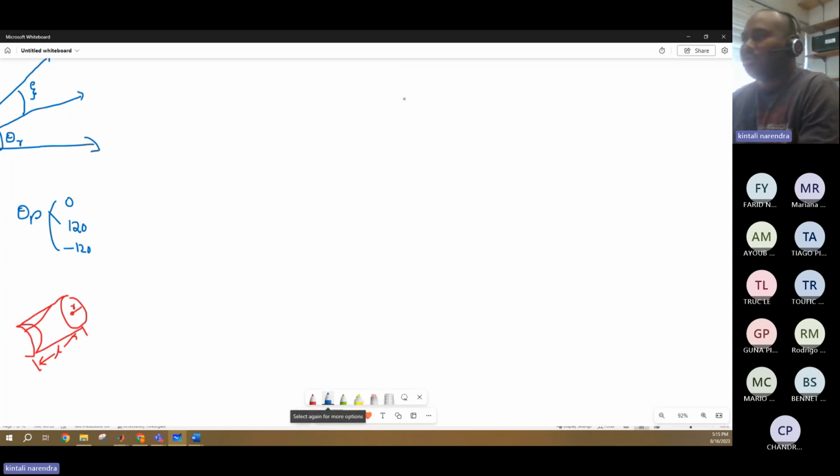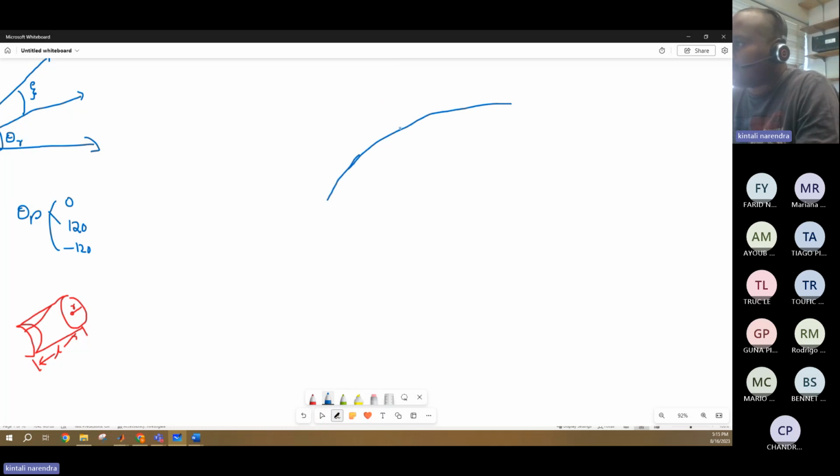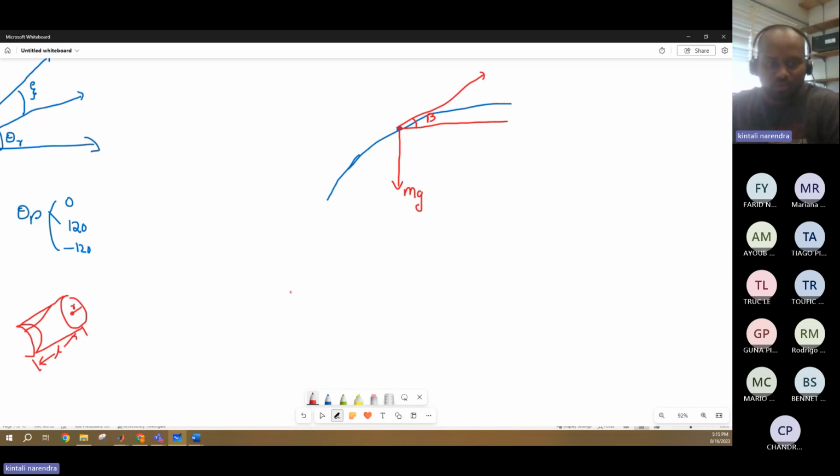See, take a road with a small inclination of beta, not with a very big inclination. At this point, if you draw a tangent, imagine this is making an angle beta. If your vehicle is at this point, then what will happen? It will have m into g, the gravitational force.